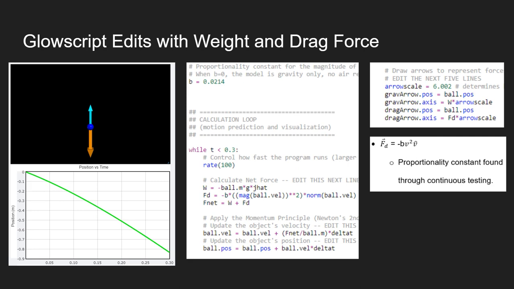Opening up the second program, I have set the proportionality constant equal to 0.0214 through continuous testing. Furthermore, I have added a drag force constant which is set to negative b multiplied by the magnitude of v squared multiplied by the normal velocity vector, which describes its motion. I have modeled the arrows based on drag force and weight force, setting the arrow scale equal to 6 meters, calculated by dividing 2 meters by the magnitude of the weight force.